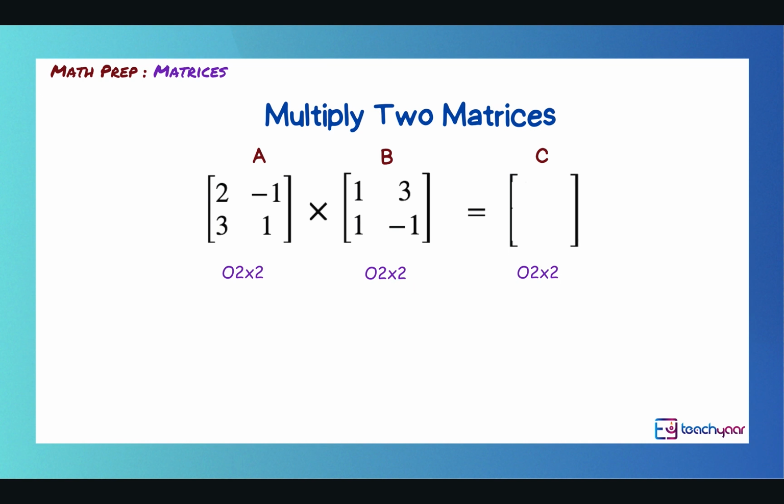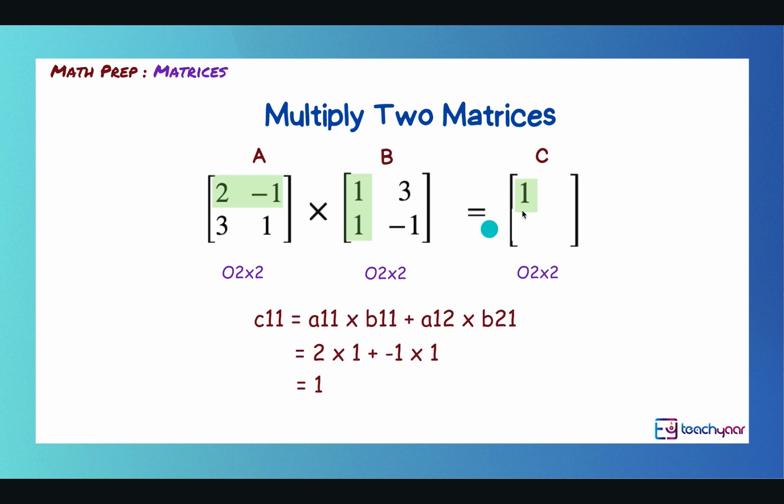Let's start. So we want to get the first element of C. So we want C11. Now how you get that is, to get C11, you take the first row of A and multiply it by the first column of B. So generally it's called Cij, where i is 1, j is 1. The first index here, 1, is basically the row index of A, and the second index of C, in this case 1 also, is the column index of B.